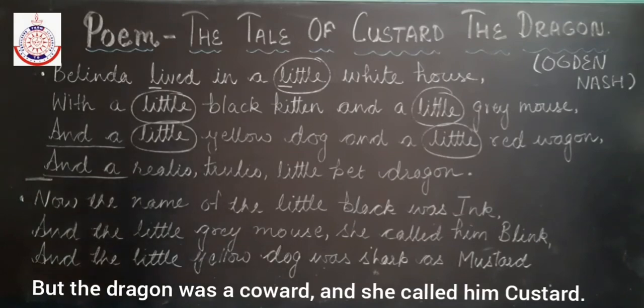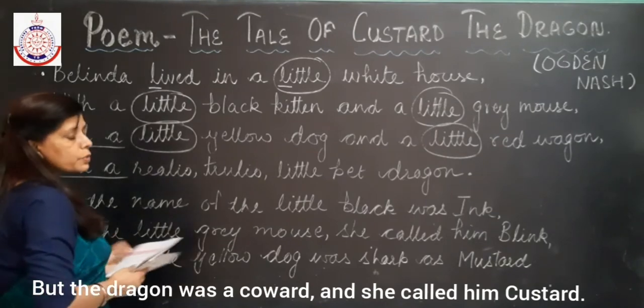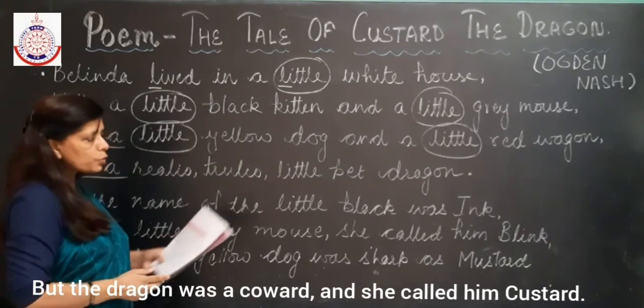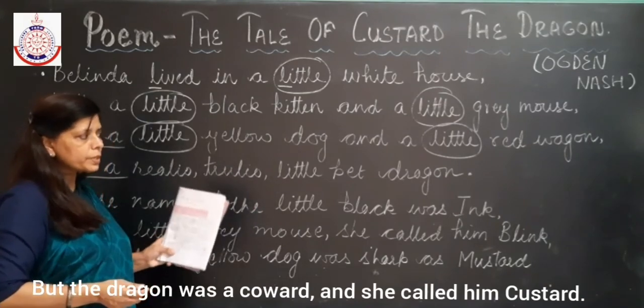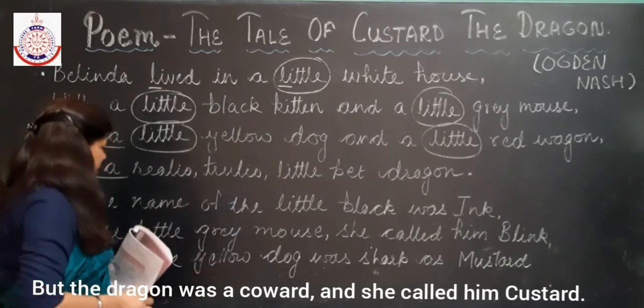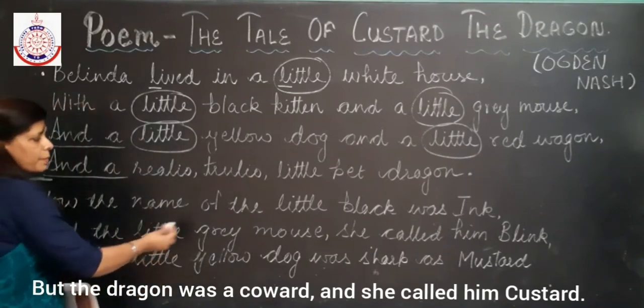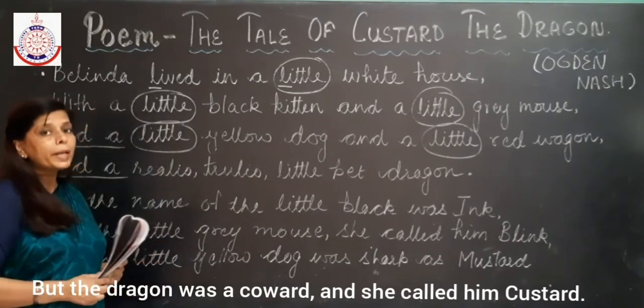Now let us see the second stanza. Now, the name of the little black kitten was Ink. As the kitten was black, Belinda kept that kitten's name as Ink. Then, the little grey mouse, she called him Blink.